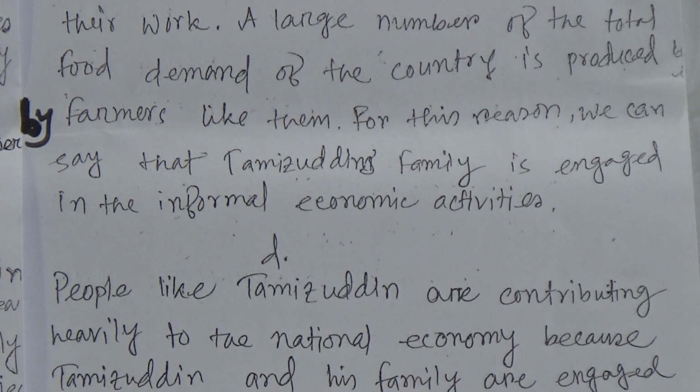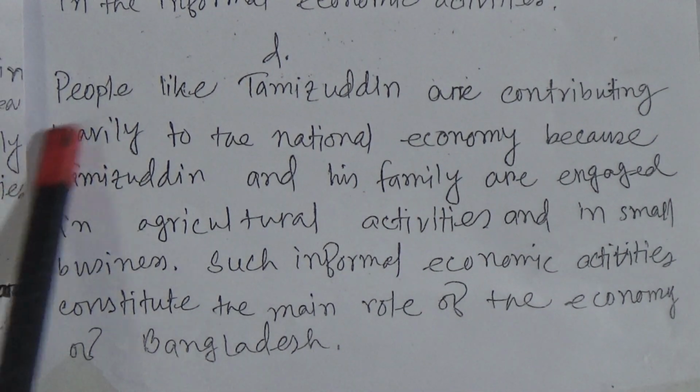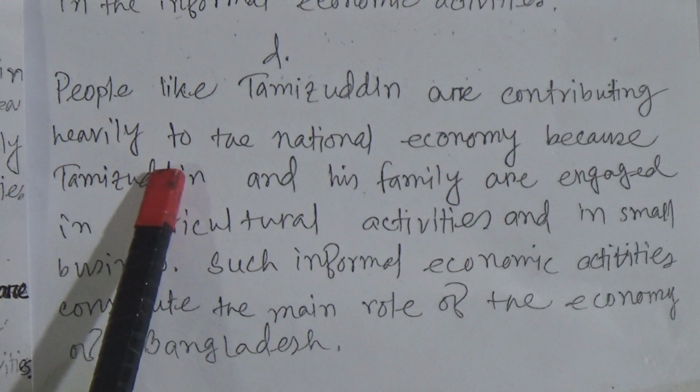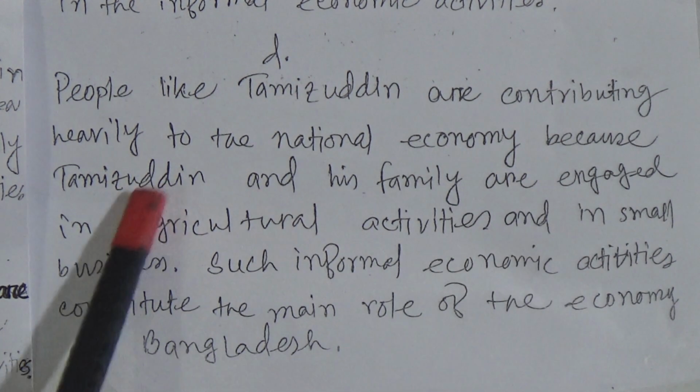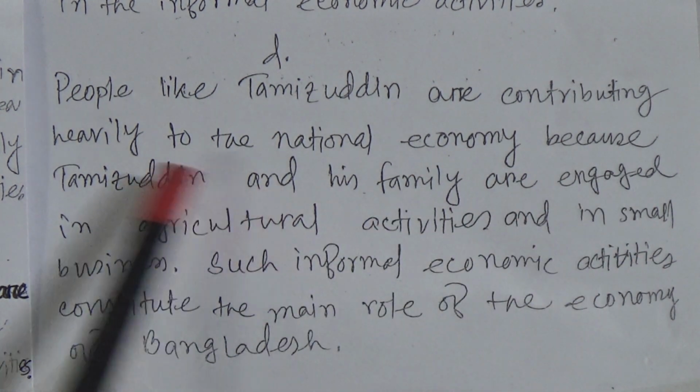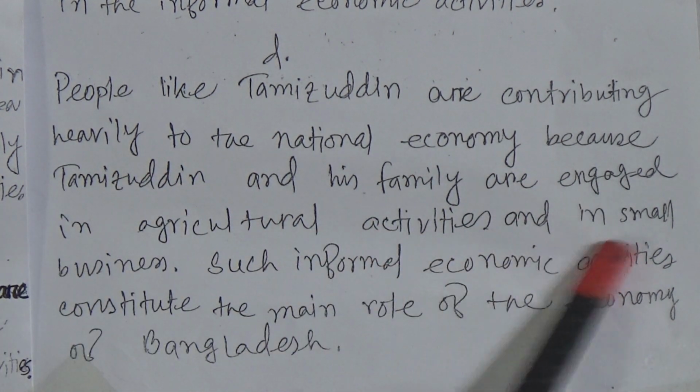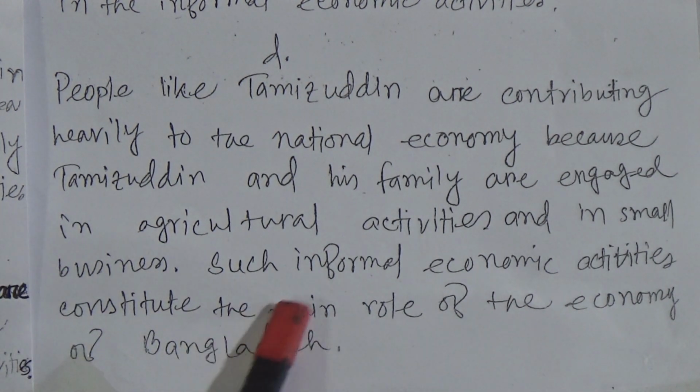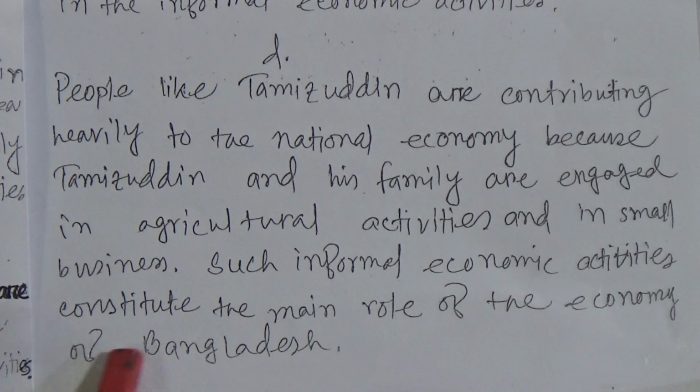Now the answer of D. People like Tomijuddin are contributing heavily to the national economy because Tomijuddin and his family are engaged in agricultural activities and in small business. Such informal economic activities constitute the main role of the economy of Bangladesh.